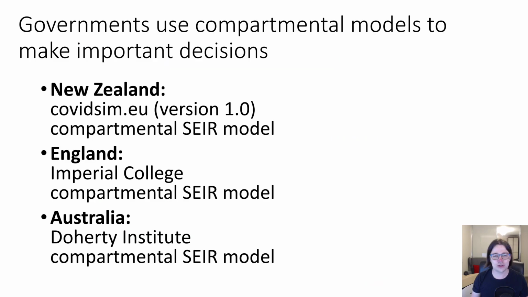But these compartmental models are used to make very important decisions. New Zealand is using the covidsim.eu, the version 1.0 compartmental SEIR model. England is using the Imperial College compartmental SEIR model, and Australia is using the Doherty Institute's compartmental model. And these are all models clearly made by competent modelers, but there's an issue with the type of model.